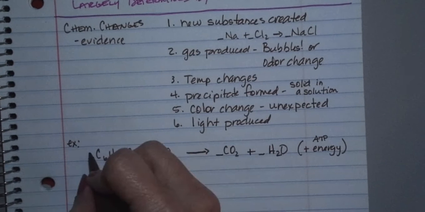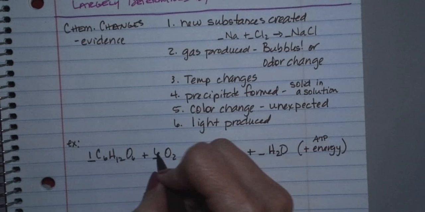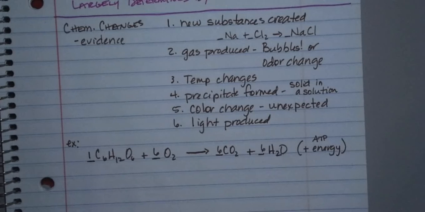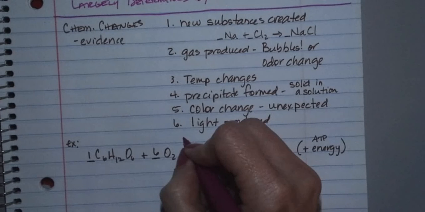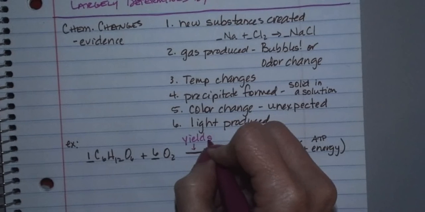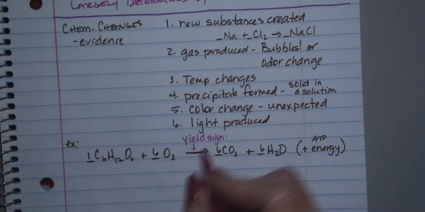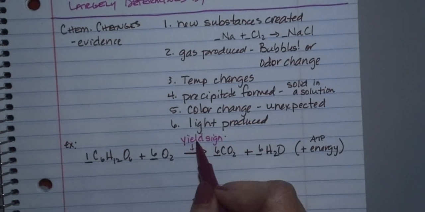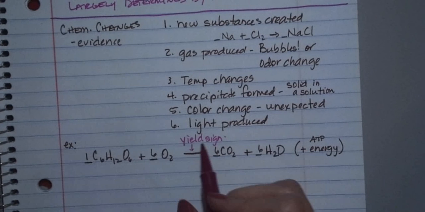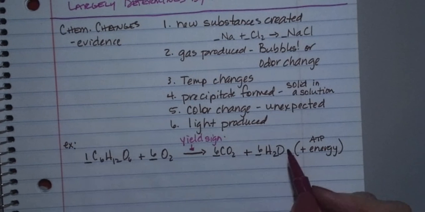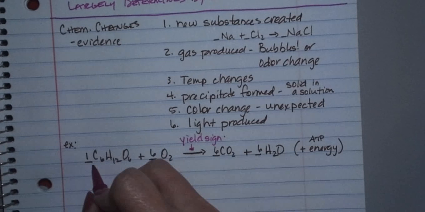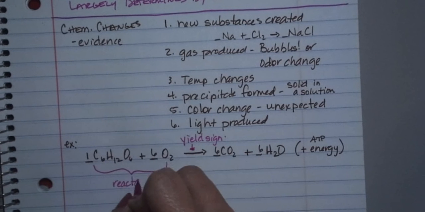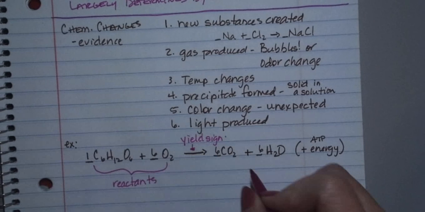So now let's label some of these parts. This is called a yield sign. So when you read this, you have C6H12O6 plus 6O2 yields the other stuff over here. Or instead of yields, you can also call it a produces. These things on this side are reactants. And this should be a reminder to you guys because I know you studied this in your 8th grade class too. These are the products on this side.